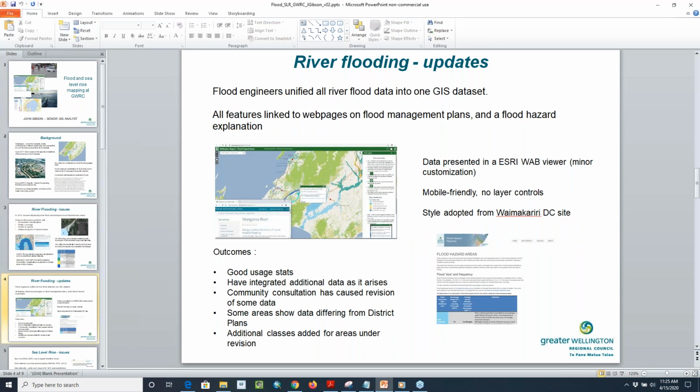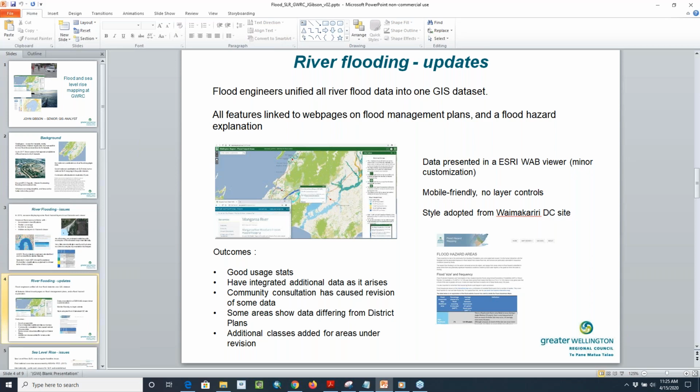So after flood engineers had unified all the river flood data into one GIS data set, we linked the features from GIS to web pages in our flood management plans, and also linked to a page giving flood hazard explanations. It was presented using an Esri web application viewer. There was minor customization, quite simple to use with no layers. It's also mobile friendly. And the style we adopted was from a similar hazards viewer produced by Waimakariri DC.